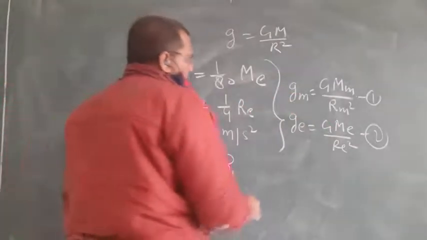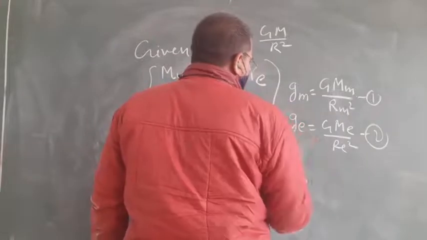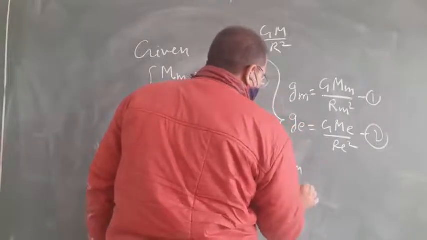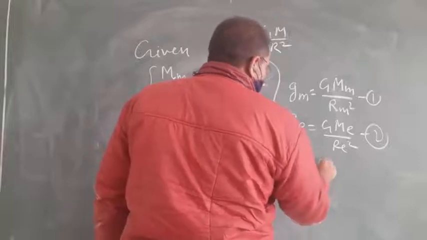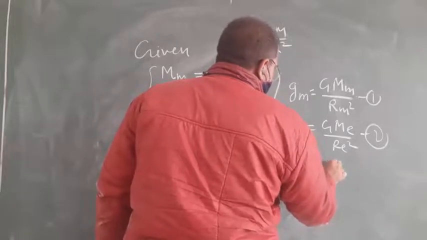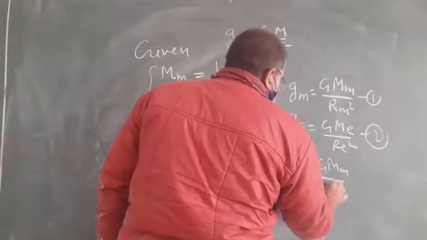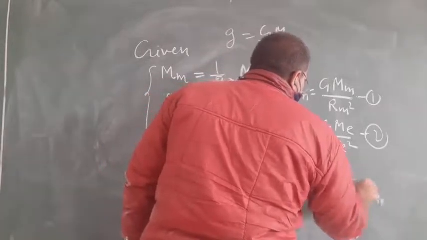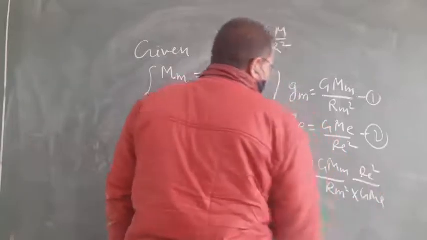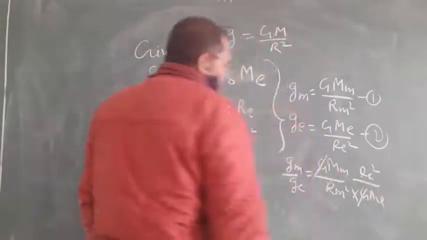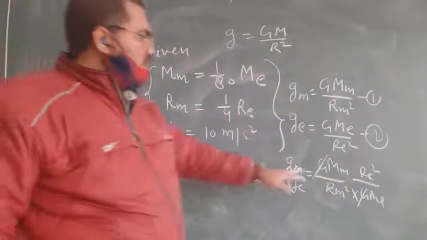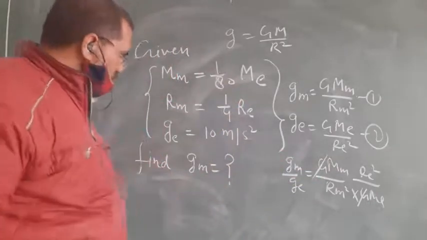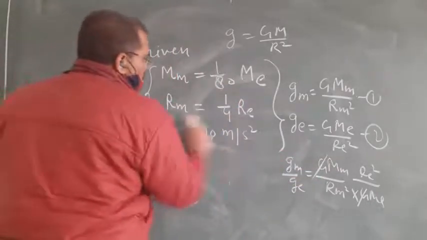Divide and put the value. Gm by G equal to Gmn by Rm square over Gme upon R square. G is cancelled out. Put the value of mass of Moon in terms of mass of Earth. What do you get?